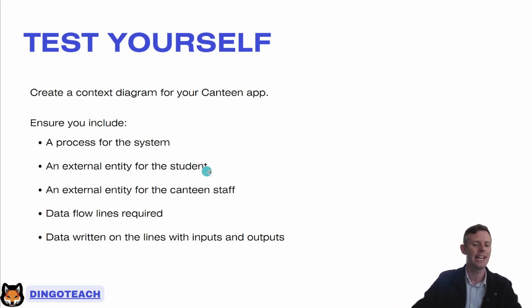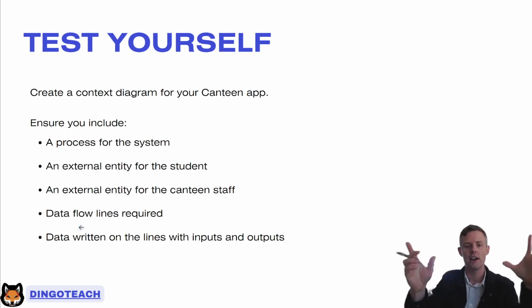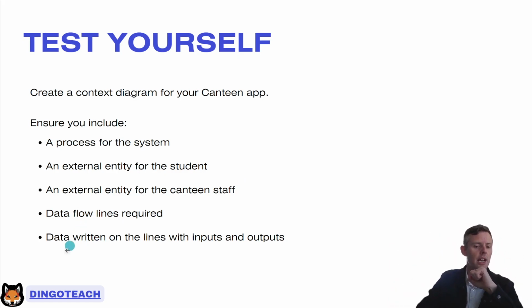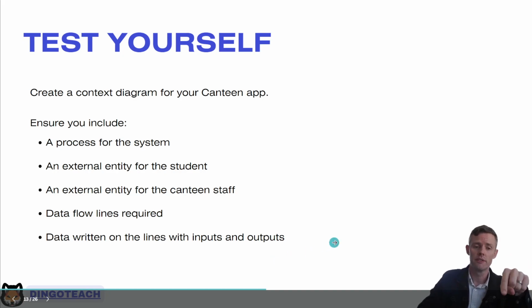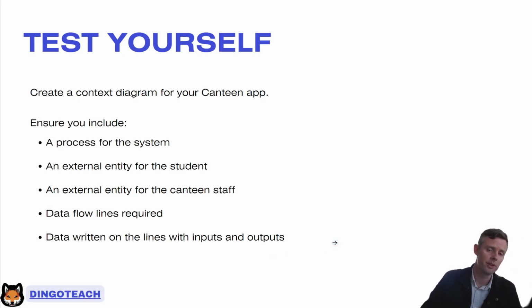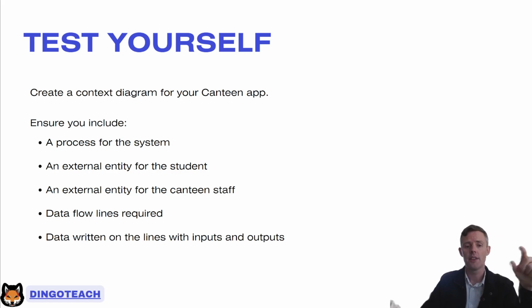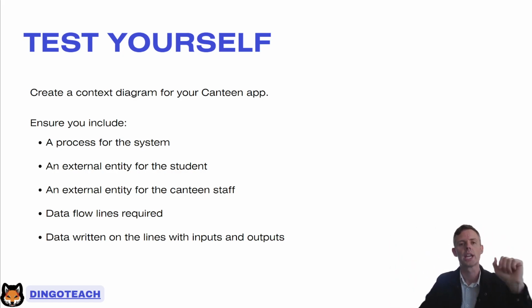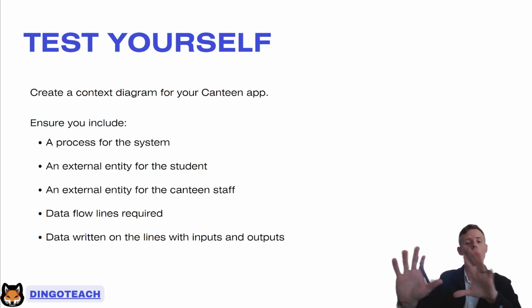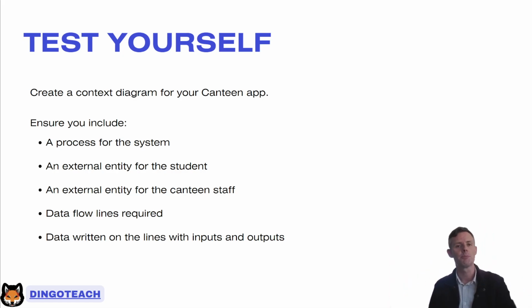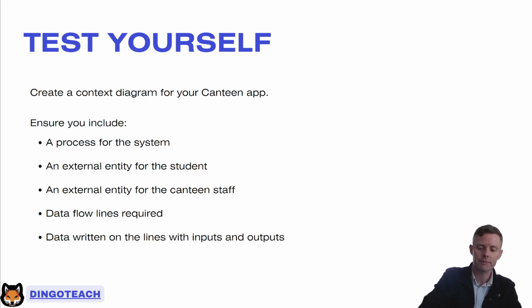You should have an external entity for the student, an external entity for the Canteen staff, and some data flows connecting the students and the staff with that system in the middle. And then I want you to write the inputs from the students, the outputs to the students, and then the inputs to the Canteen staff, and if there's any outputs, etc. So again, I'm going to pause, and so are you guys, and you're going to draw your own context, and then I'll jump into the whiteboard and we'll have a go.